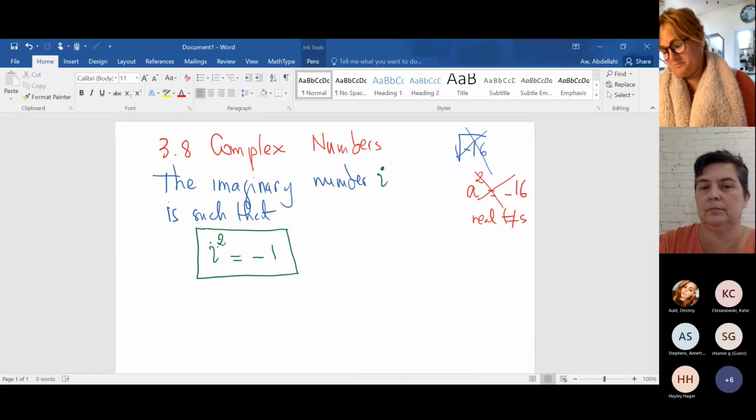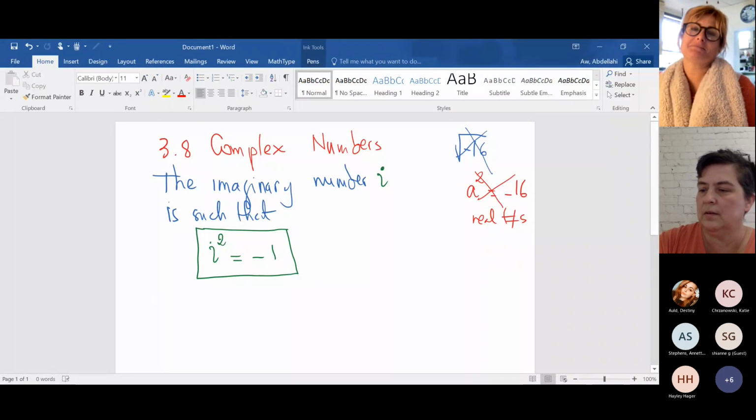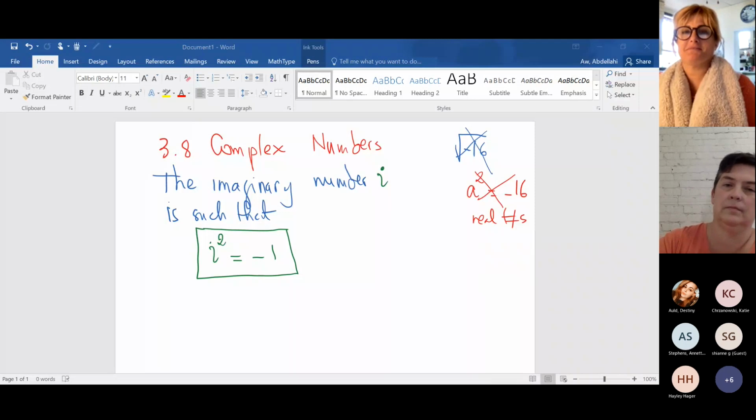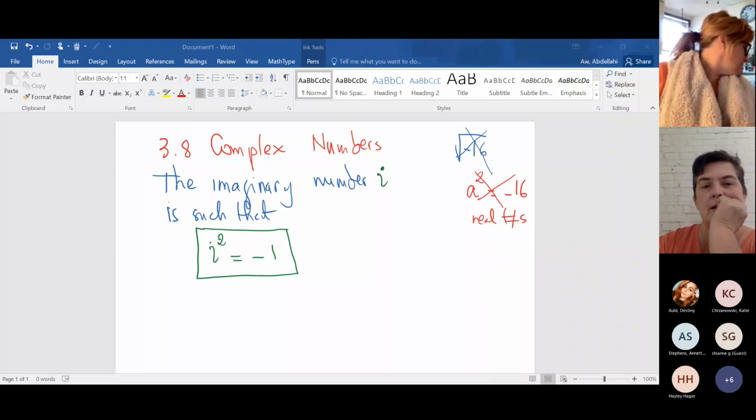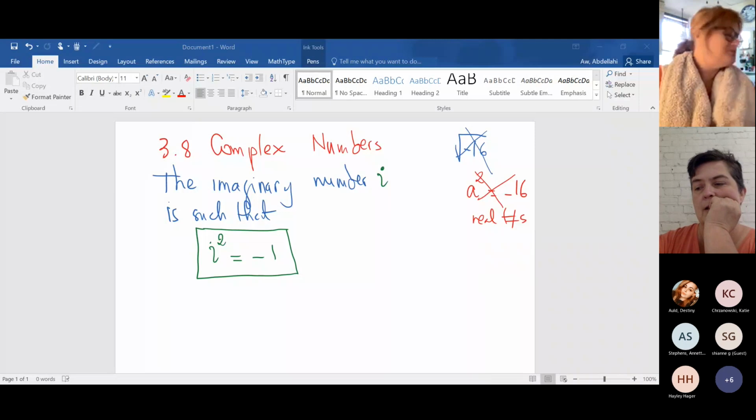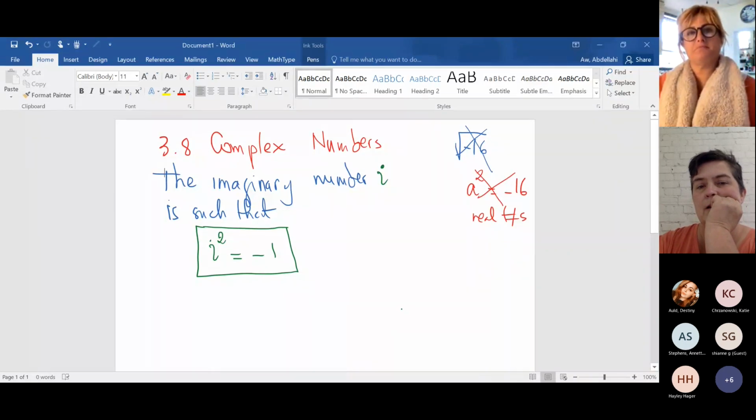So what was not possible 30 seconds ago is possible now. 30 seconds ago, I was saying you cannot square a number and get a negative number. Now that number i, when you square it, you get -1. So if somebody asks you, what is i? You tell them, i is that number you square and get -1.